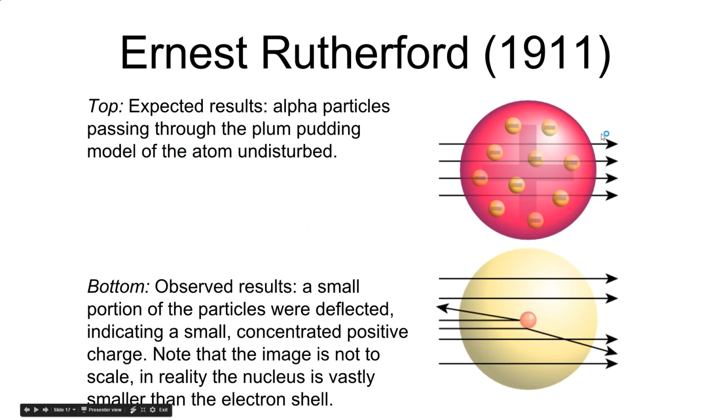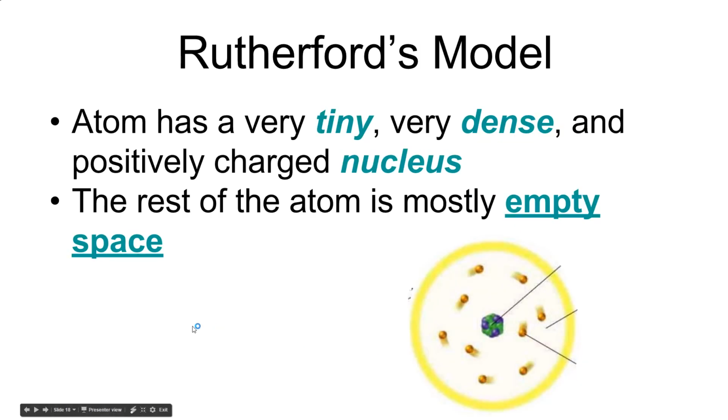So once again, Thomson's model's on the top here, pretty low density. They thought all the particles would go through, but some of them were getting deflected. So this is what Rutherford came up with. He said some of the particles must have been getting deflected because there was something extremely dense on the inside, and he thinks that it also has a positive charge.